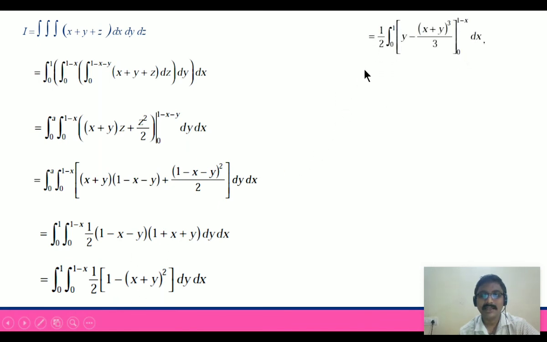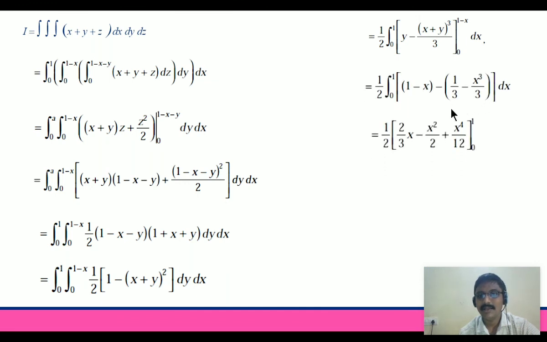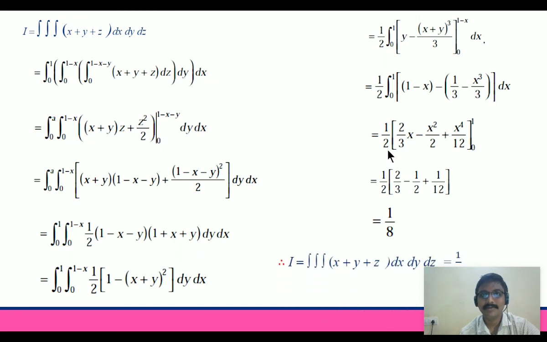So the integration of x plus y whole square with respect to y is x plus y whole cube by 3. Substituting the upper limit as 1 minus x and the lower limit as 0. Now evaluating the single integration, we get the result as a constant, that is 1 by 8. So it is the required result. So simply we can find the evaluation of a triple integral. So this is about the topic of triple integration evaluation when the region or the limits are given.